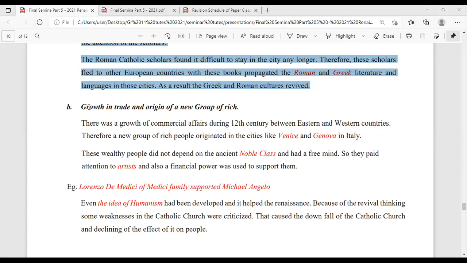Here you can include that part in this heading also: growth in trade and origin of a new group of rich, and the declining of the Catholic Church. Good, that we have included here. Now all 4 reasons we have included into 2 headings and written. Now you got the method of writing this answer. So one is asking what is the bad method. Now I'm going to show you the bad method once again on the whiteboard.